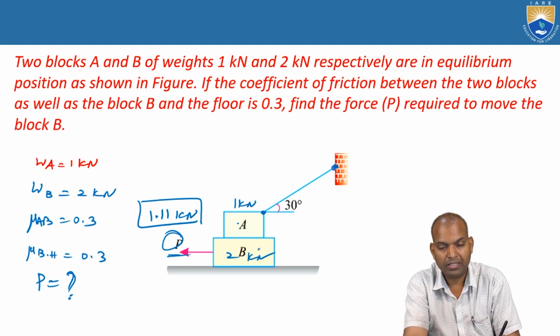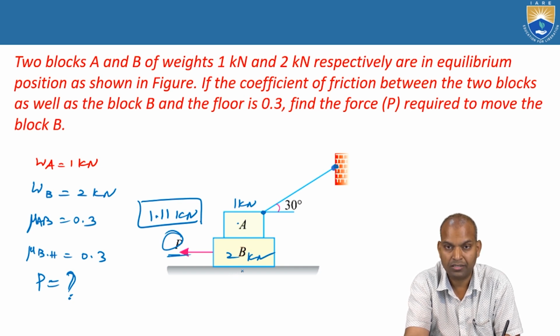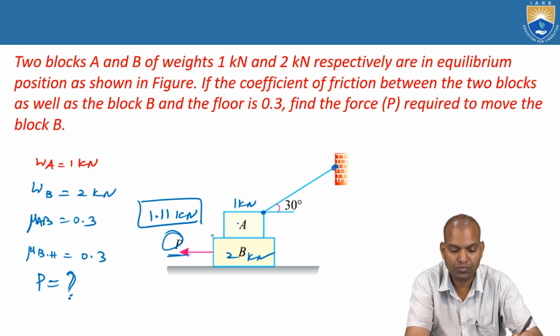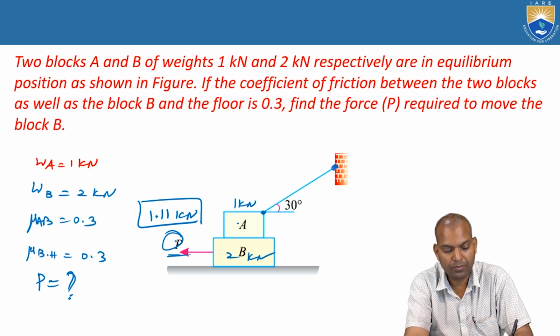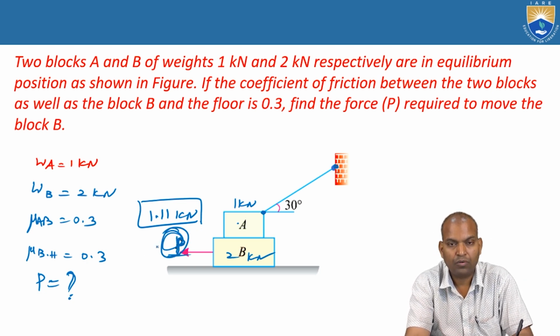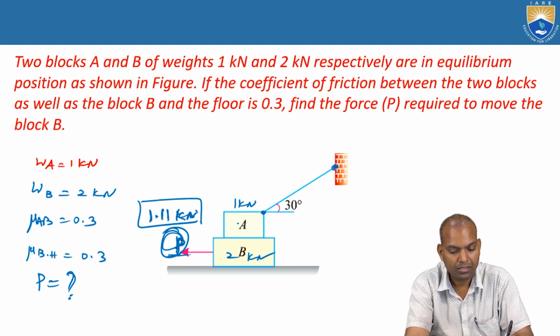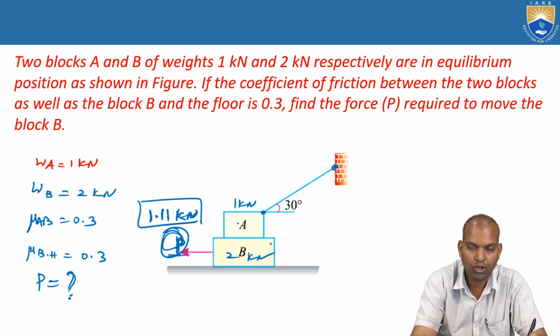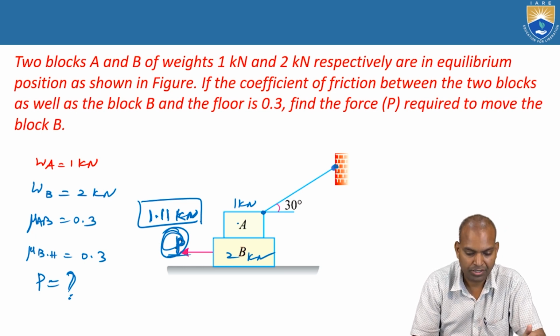Now, with weights of 1 kilonewton and 2 kilonewtons, that means 3 kilonewtons of weight is acting here. To move the body, with friction of 0.3 between A and B and 0.3 with the floor, what is the force required? That force P, 1.11 kilonewtons, is required to move block B. Okay, with this the objective is reached.